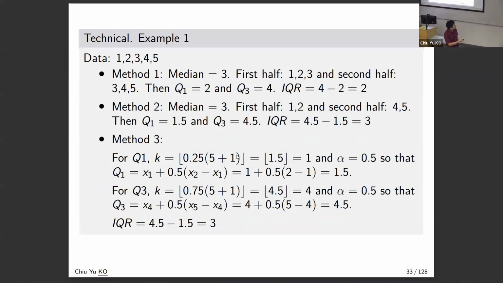So look at this example. We have 5 data points here, so 5 plus 1 is 6. Then Q1 is a quarter of that, which is 1.5. I take the integer 1 as k, and the remaining part is 0.5. So 1.5 means I take the first data point, x1, plus 0.5, the midway, half of the distance between 1 and 2. That gives us Q1, 1.5. For Q3, it's three quarters of 6, which gives us 4.5. 4.5 means halfway between 4 and 5. So this is the calculation of the difference.